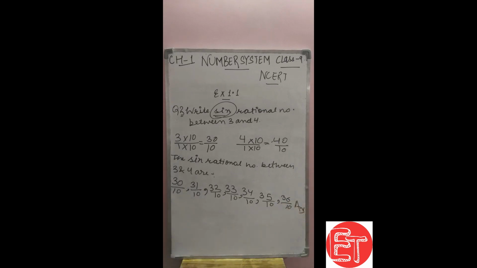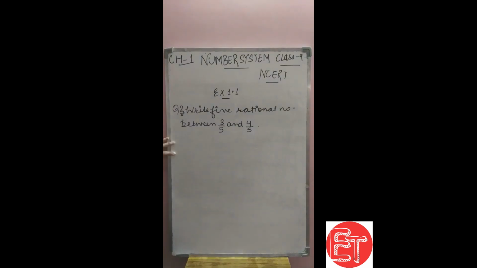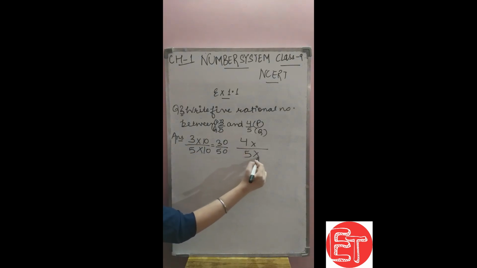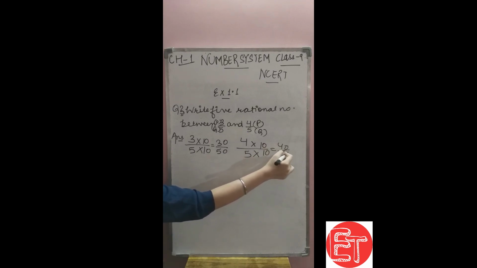Now moving on to the third question. Question number 3 is: write 5 rational numbers between 3 by 5 and 4 by 5. As we have to take out rational numbers, we want p by q form, and it is already arranged in p by q: this is p, this is q, this is also p, and this is q. So now the answer, 3 by 5 and 4 by 5. As we have to find 5 rational numbers, we can multiply by any number which is greater than 5. I am multiplying with 10, so 3 into 10 and 5 into 10. 3 into 10 is 30 and 5 into 10 is 50. Don't reduce it, otherwise you will not find any rational number. 4 by 5, you will also multiply with 10, so it will be 40 by 50.